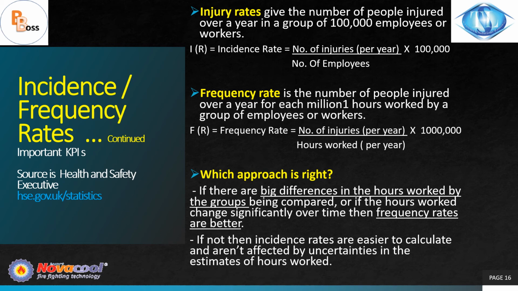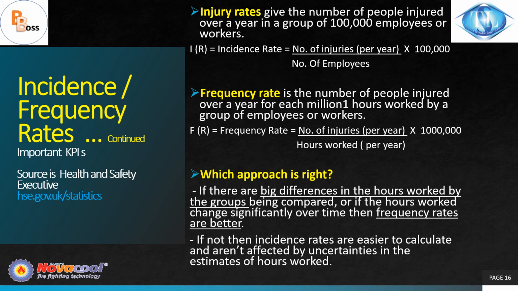The only thing is, if the number of hours is too big and the difference is too big between the two companies or between the 2 years for the same company, then it is preferable to use the frequency rate. If the difference in the number of hours is insignificant, then it's easier to use the incidence rate. One more thing is, remember we said we are comparing two companies in the same industry. That is apple to apple.